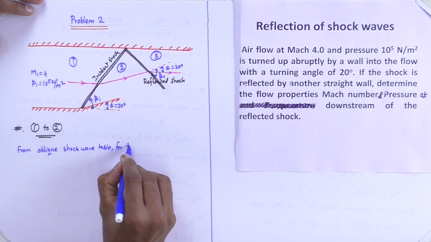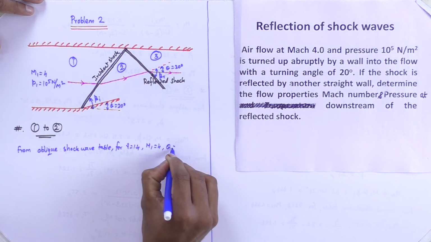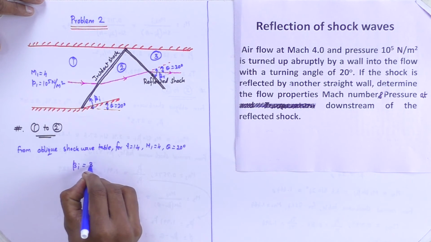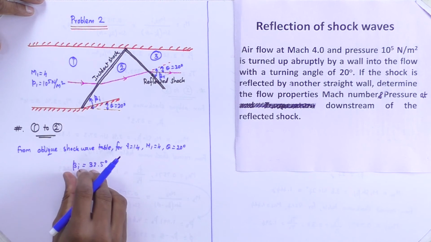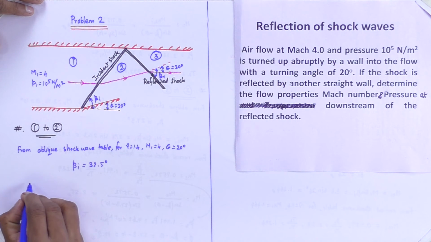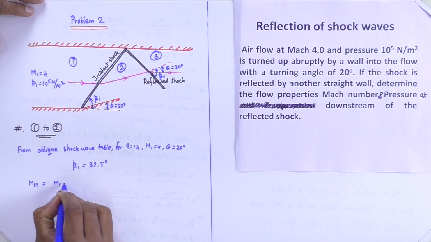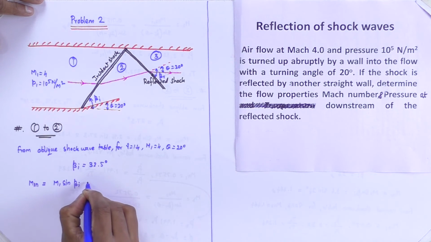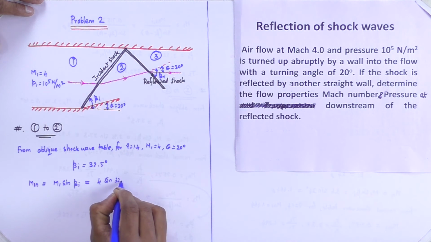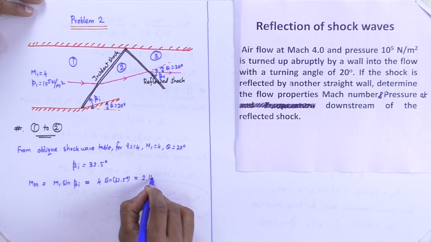For gamma is equal to 1.4, M1 is equal to 4 and theta is equal to 20 degree, we will get the shock wave angle as 32.5 degree. From this shock wave angle we can calculate the normal component of the incident shock, that is M1n, equal to M1 sine beta I, where M1 is 4, sine of 32.5 degree. So this will give us the value 2.149.